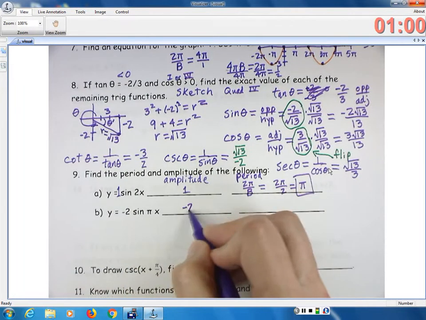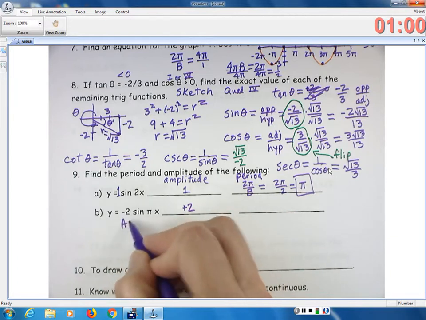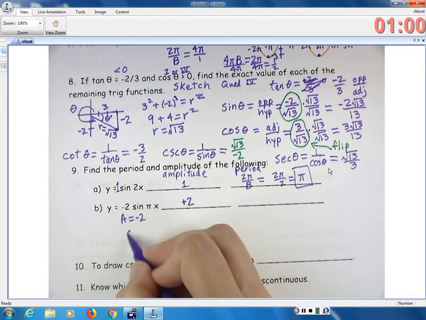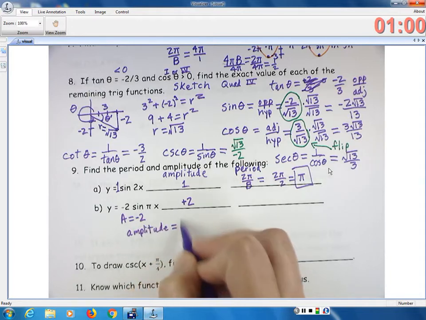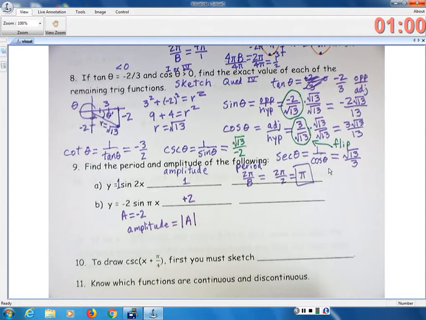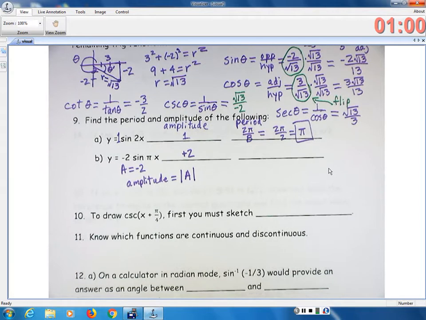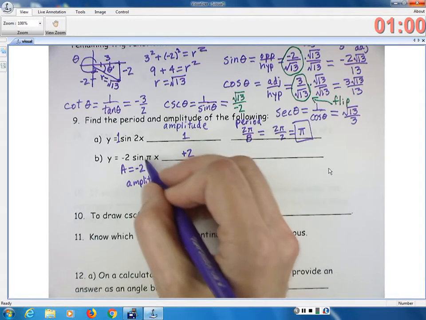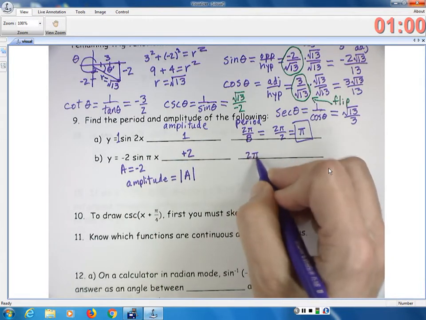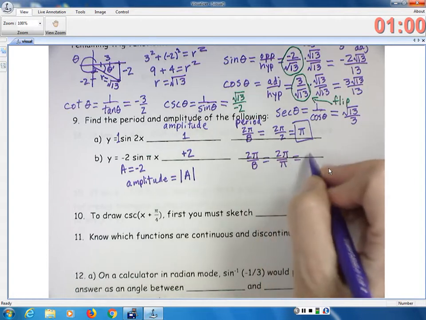The amplitude is -2 here. Oh, the opposite, the absolute value. A is -2, the amplitude is the absolute value of A. So that's why my key has a +2 written down, because I put a negative originally. All right, period. B is pi now, so 2 pi over B, 2 pi over pi is 2.